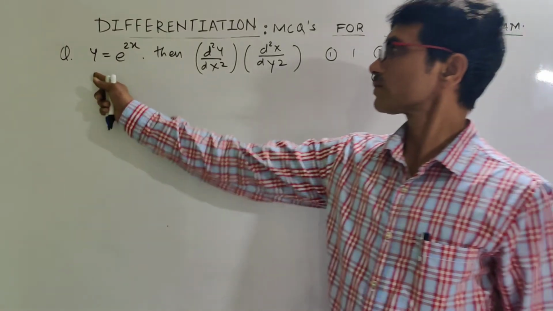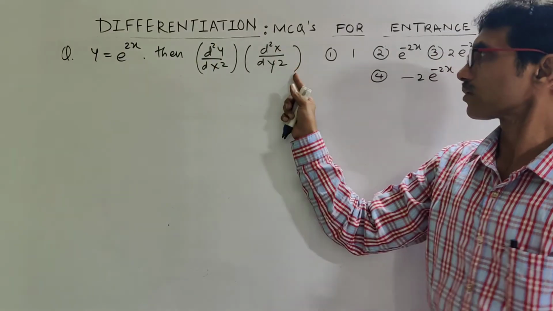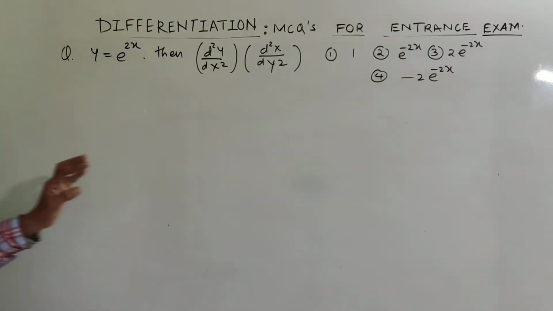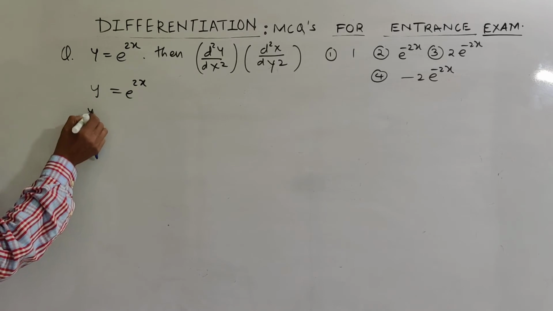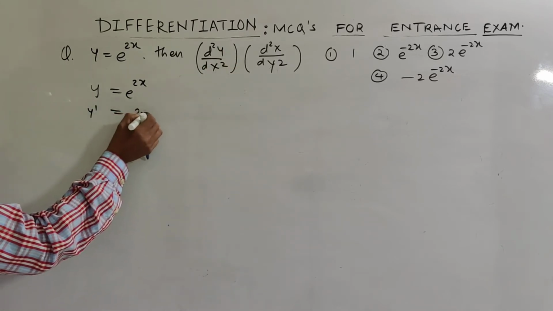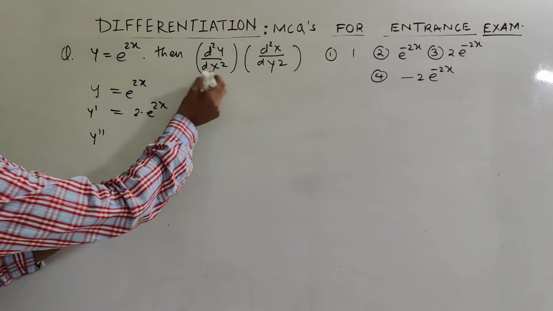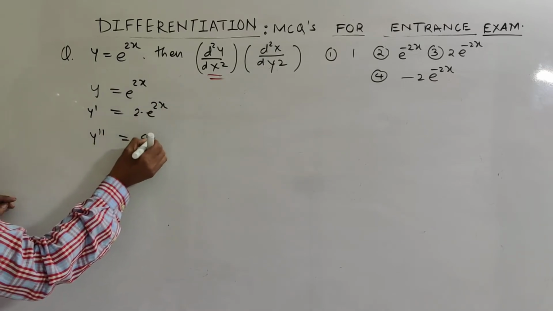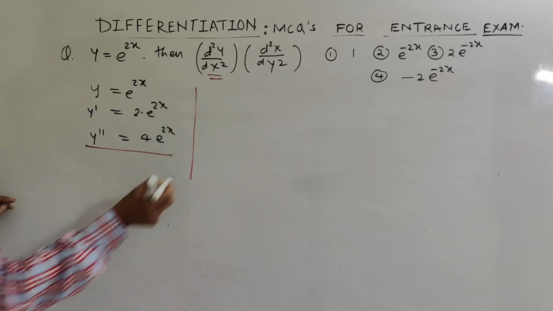The question is: y is equal to e raised to power 2x, and we want to find the product of the second order derivative and the second order derivative of the inverse. These are the options. So y is e raised to power 2x, y dash, that is dy by dx, is 2 times e raised to power 2x. y double dash, that is d square y by dx square, is again the derivative, which will be 4 e raised to power 2x. This is d square y by dx square.